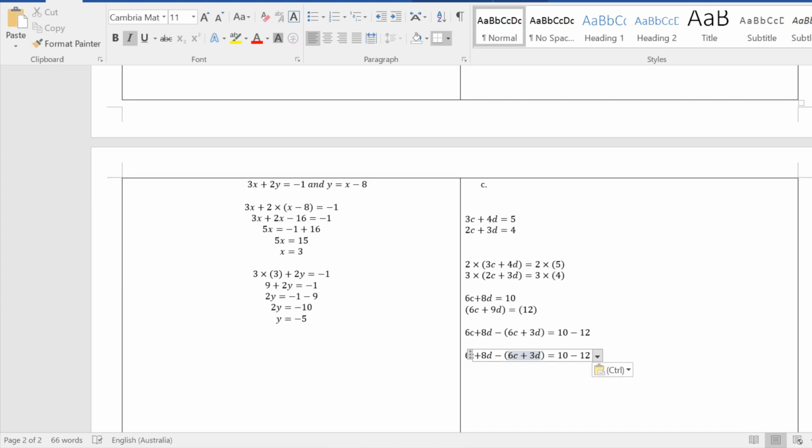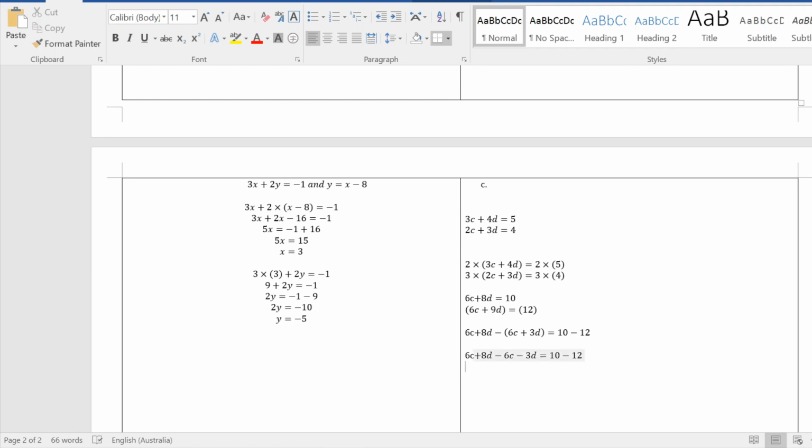So, -1 times 6c is just minus 6c. Minus 1 times positive 3d is minus 3d. If you didn't have the brackets around it, that 3d would stay positive, and there's your mistake. That's where you're getting the wrong answer.